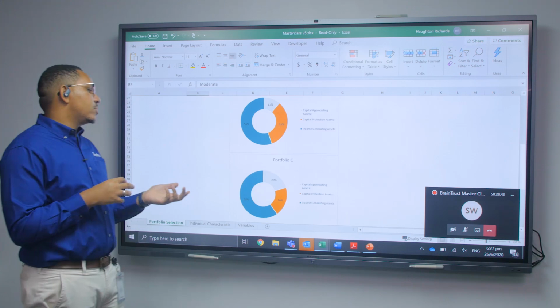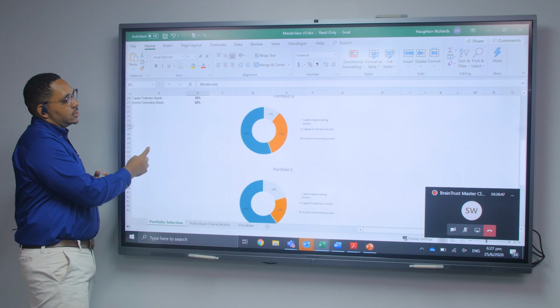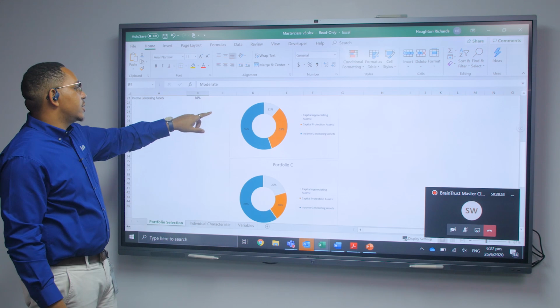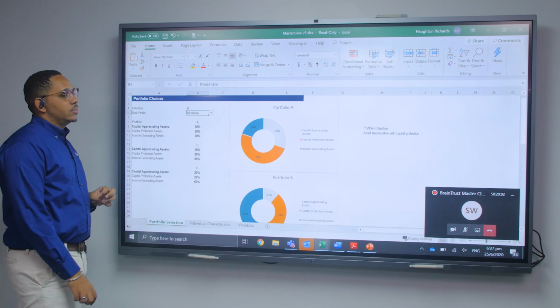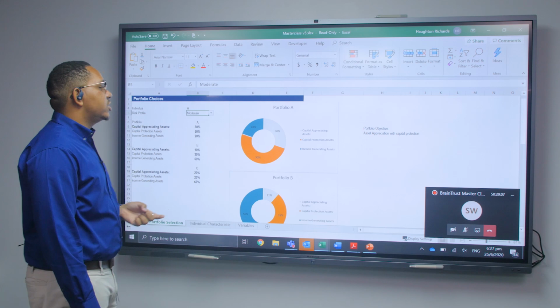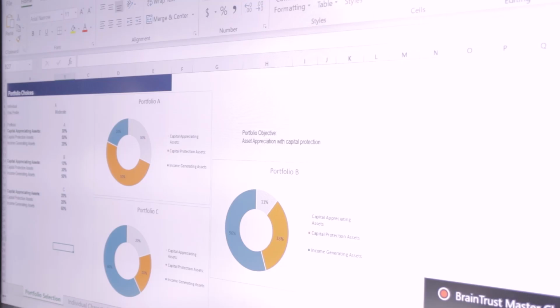Which portfolio would you assign to this client, assuming that he's a moderate risk profile? Give him C. Probably give him C. Okay, so Sean and Chantel say C. What is anybody else thinking in the room? Online, what are you guys thinking? Remember, the goal is asset appreciation and capital protection. All right, so the consensus is portfolio A.